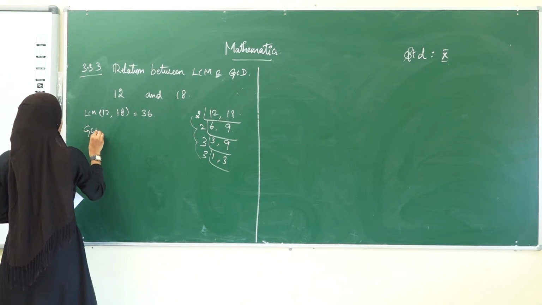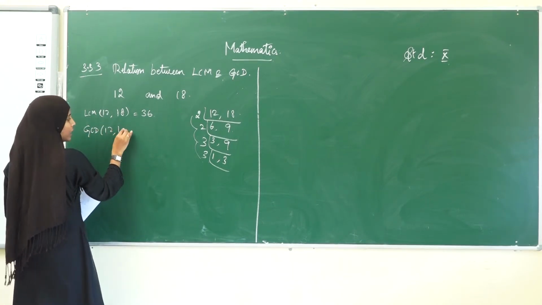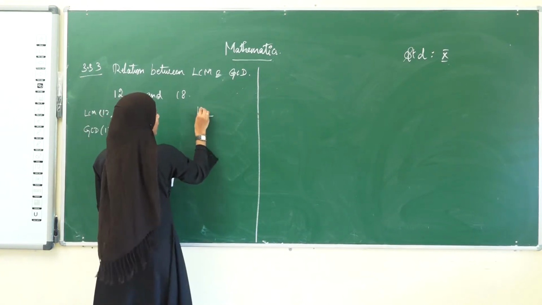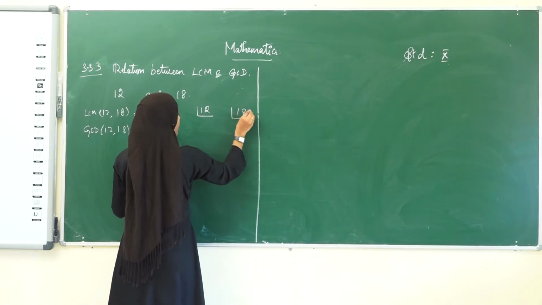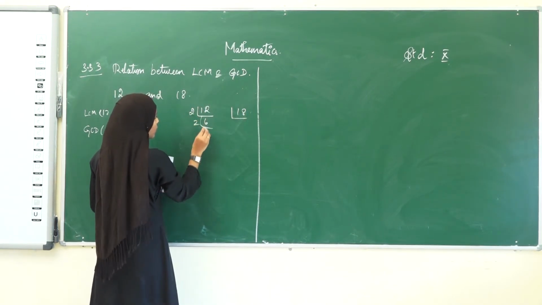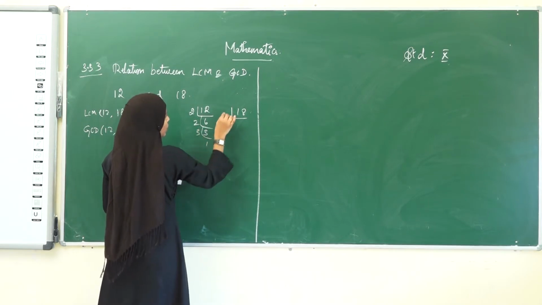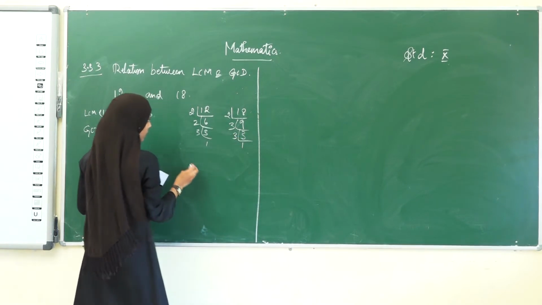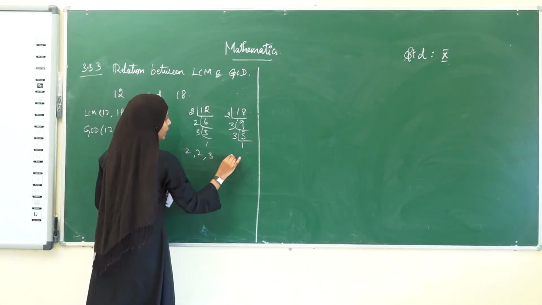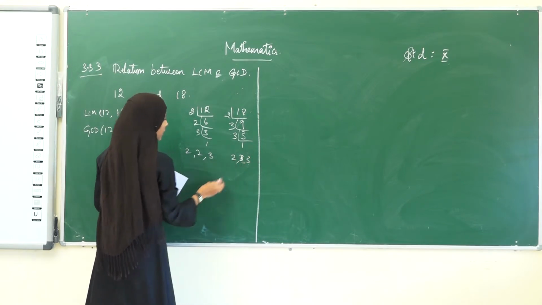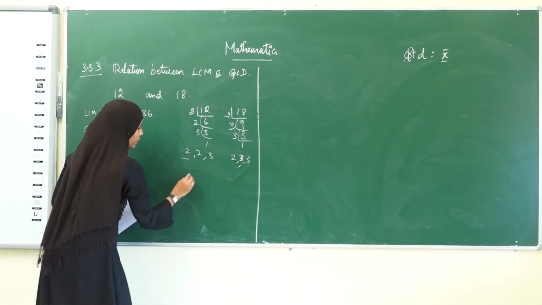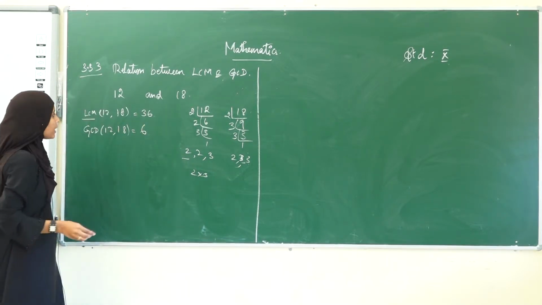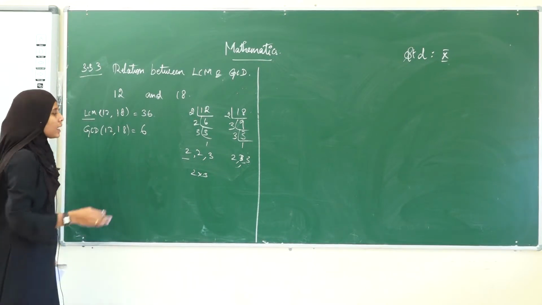Okay, now GCD of 12 comma 18. For this we are going to find the factors of 12 and 18. See here, 12 it is 6, 2, 3, 3, 1, 3 into 3 is 9. For 12 it is 2, 2 and 3. Here it is 2, 3 and 3. What are the terms common? 2 and 3. So 2 into 3 is 6. Okay, LCM of 12 comma 18 is 36 and GCD of 12 comma 18 is just 6.